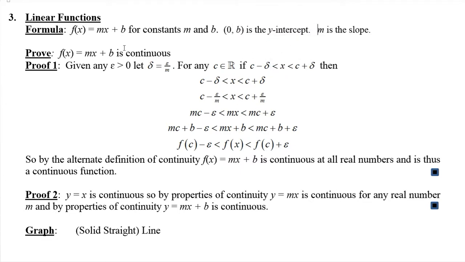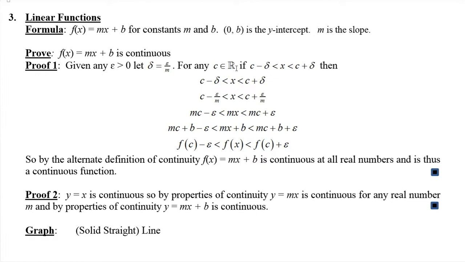Okay. Now, we want to prove that f of x equals mx plus b is a continuous function. Now, I'm going to do two proofs. The first one is going to be a sort of direct proof to actually prove that the limit is f of c. And then for the second one, we'll use some of the properties that we've already proved. So the first proof says if we're given any epsilon greater than 0, let delta be epsilon over m. We discussed earlier in a video why this would be the appropriate choice for delta, and you'll see that it works out here in the proof.